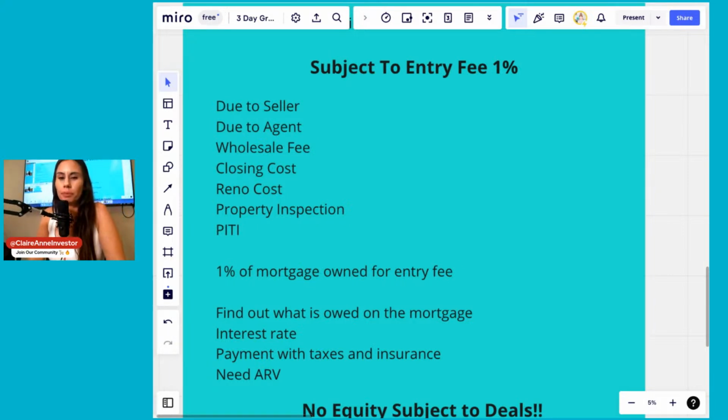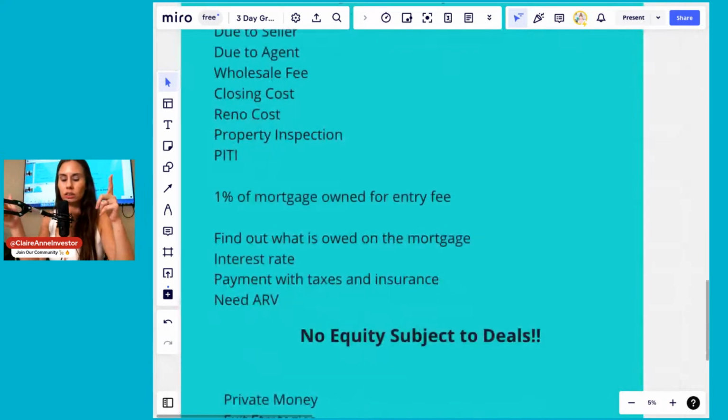So then property inspection, like I said, is $400, if they want a property inspection. When you're on the phone with these sellers or the agents, direct to agent or direct to seller, you want to find out three things.